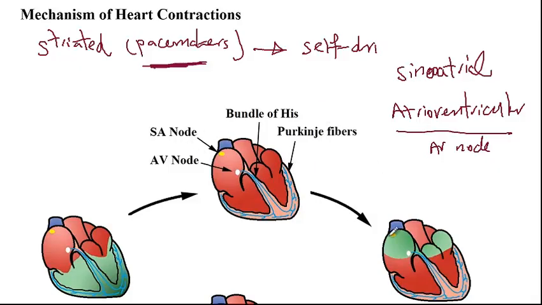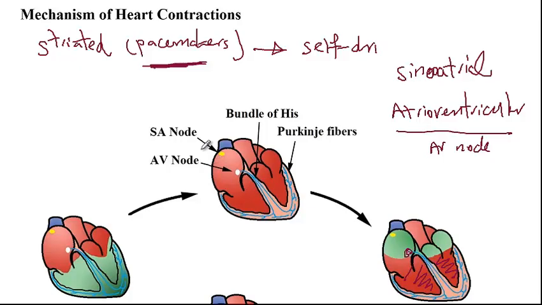All right, now once the impulse reaches the AV node, there will be a delay before the signal can be further transmitted. And this is actually great because now there is depolarization of the atria. The atria are contracting, but time is needed until all the blood enters the ventricle. So this delay in the AV node allows enough time for the blood from the atria to enter the ventricles.